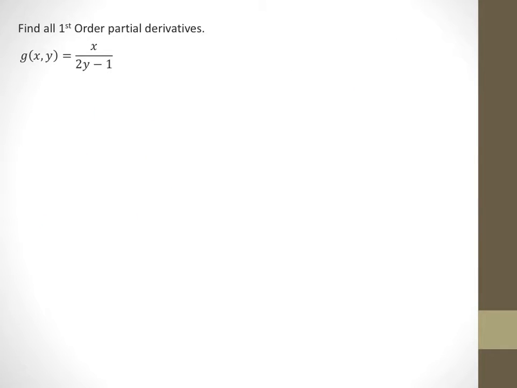Now for this next one, we have a function g, and the variables are x and y. You might want to think quotient rule, but because the numerator only has an x in it and the denominator only has a y in it, let's go ahead and rewrite that as x times 2y minus 1 raised to the negative 1. Remember, whenever you move anything in a fraction up or down, you change its exponent. And so we can move this up and make it a negative 1.